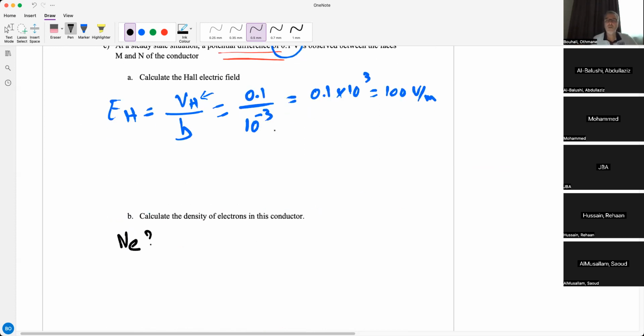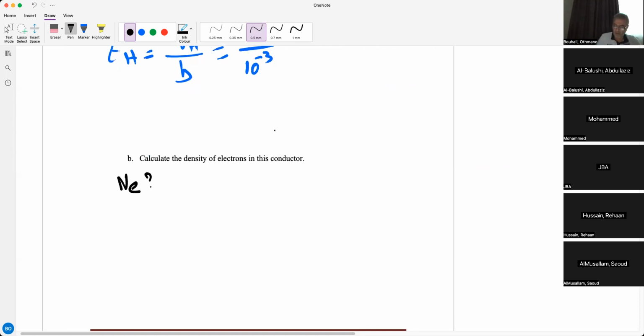So you want to calculate Ne. Now, you can do J is equal to Ne times e times the drift velocity. But how are you going to calculate the drift velocity? Drift velocity is always complicated to calculate. Sometimes you need to understand the sequence of the problem. Well, I gave you this equation as part of the Hall effect. You might try to see if the Hall effect will help you, right?